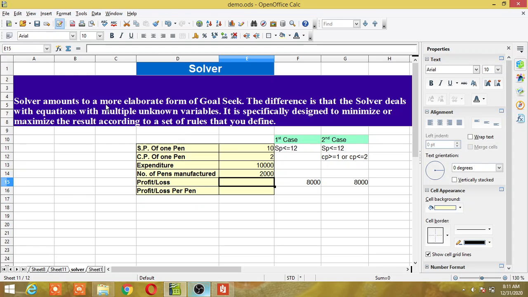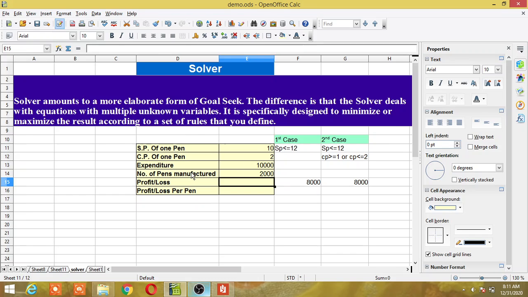Solver amounts to a more elaborate form of goal seek. The difference is that Solver deals with equations with multiple unknown variables. It is specifically designed to minimize or maximize the result according to a set of rules that you define. That means it's just like goal seek, but in this Solver tool, you can give some conditions. How we do that, let me explain to you through an example.